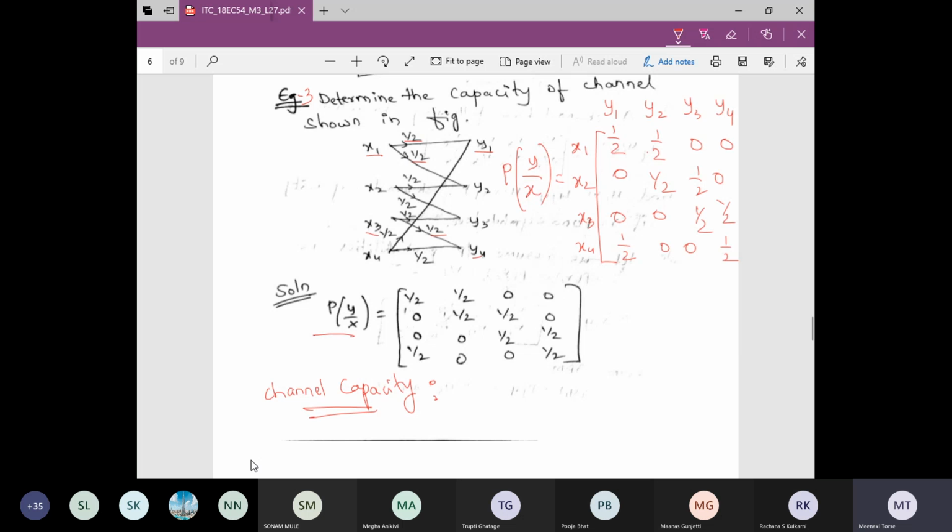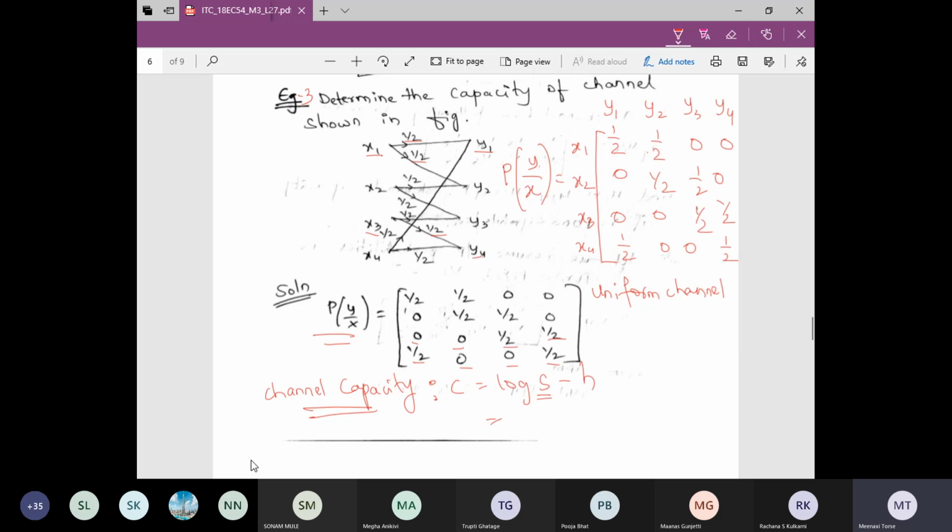So if you observe this given channel matrix, the first row elements are 1 by 2, 1 by 2, 2 zeros. The second row also has 2 zeros and two 1 by 2 elements. The third row also has 2 zeros, two 1 by 2 elements. The last row also has 2 zeros and two 1 by 2 elements. Hence it is a uniform or symmetric channel. So for a uniform or symmetric channel, channel capacity C is given by log of S minus H.